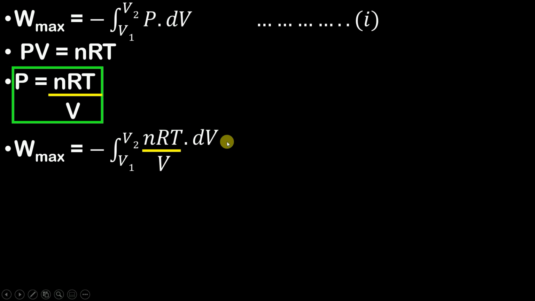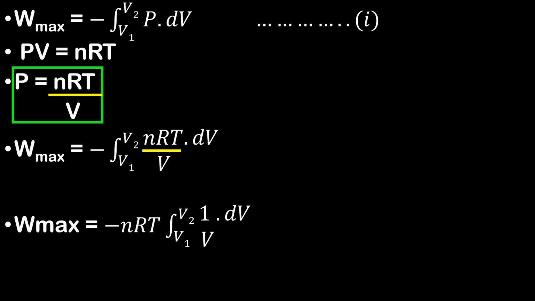Now guys, you are going to integrate this whole thing with respect to V. Can you see over here, dV. You are integrating this whole thing with respect to V. Therefore only V is going to be variable, and the rest, that is nRT, will be constant. So let us take this nRT out of the integration sign. When you take nRT out, you are left with the integration of 1 upon V from V1 to V2. Okay, now just do the integration.